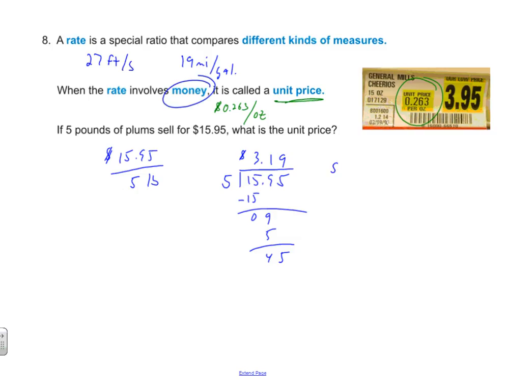Remember, unit price has a unit on the top, which is dollars, and it has a unit on the bottom. This is per pound. Don't forget the per pound. So $3.19 per pound. And there you go.